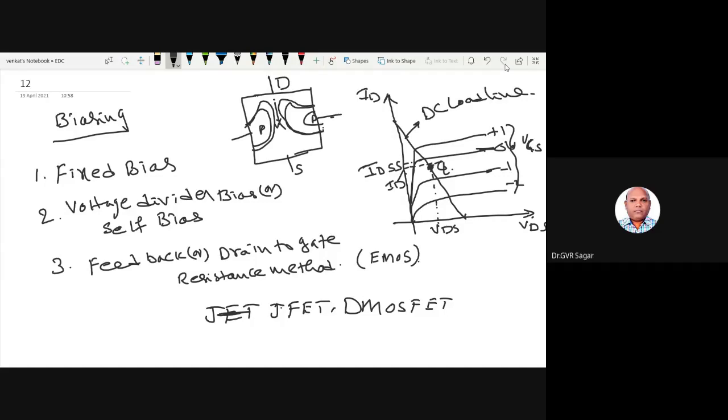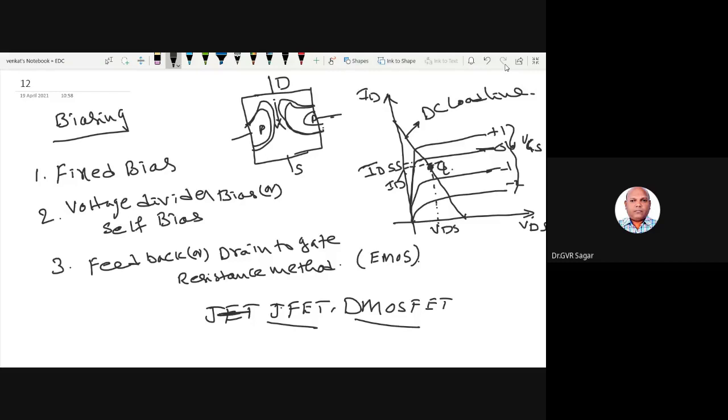But in the others, the gate is reverse biased and no current flows in the gate. So there is no question of any input current, and you cannot apply the drain to gate resistance method there. So the other two methods you can apply for these two, JFET and D-MOSFET.